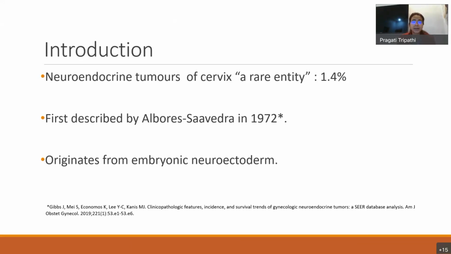The neuroendocrine tumors originate from embryonic neuroectoderm and share similar IHC stains. The median age of neuroendocrine cervical cancers is 27 years, and the range is from 27 to 77 years.